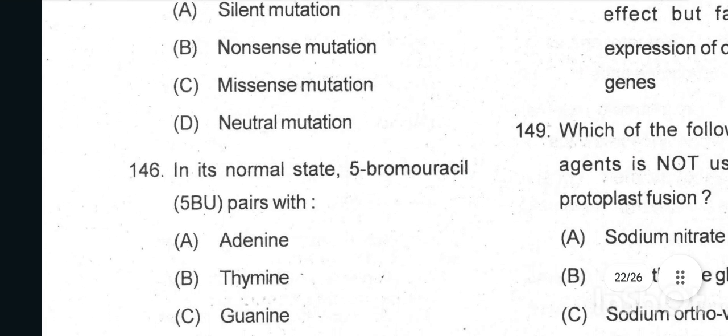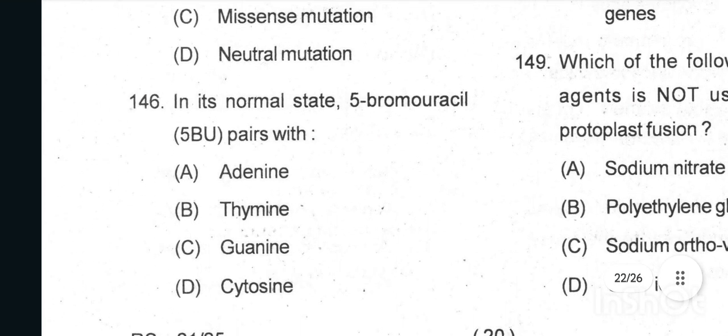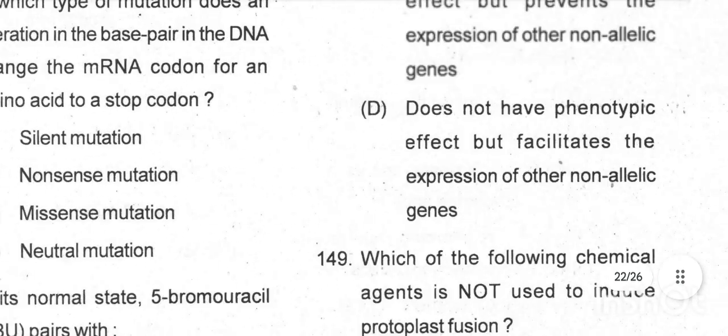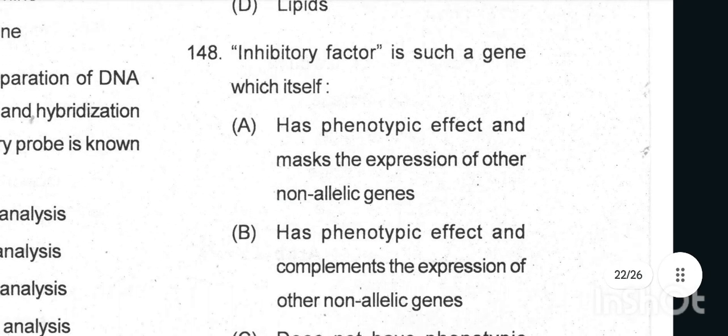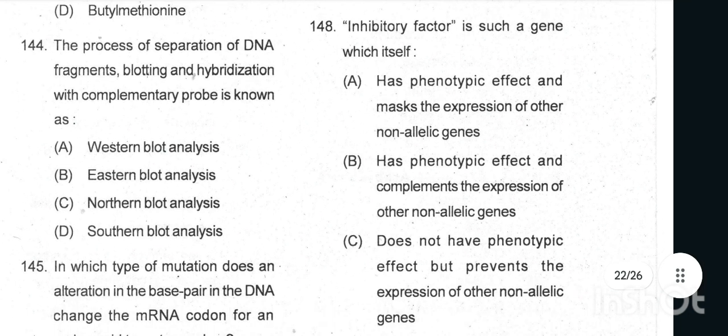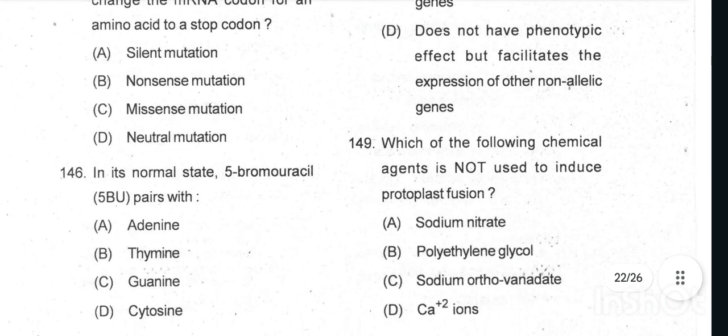Then question number 146, in its normal state 5-bromouracil pairs with adenine. Then question number 147, kinetochores are the attachment site of the chromosomes to the spindle microtubules. Option A is the correct one. An inhibitory factor in such a gene, which itself does not have a phenotypic effect but prevents the expression of other non-allelic genes. So option C is the correct one.